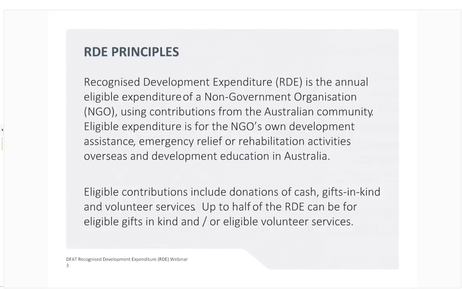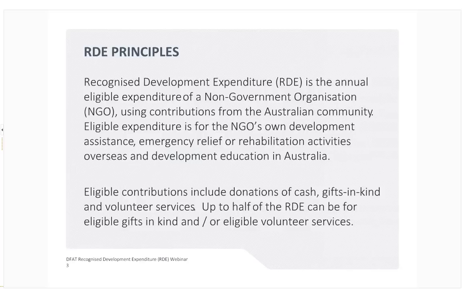You'll see here on the screen RDE principles. This definition is taken straight from the RDE explanatory notes that were sent out to everyone on the 30th of January via email to all our ANCP NGOs, and they're also published on the ANCP website, on the DFAT website and the ANCP page. There's been a slight rewording to the definition in that we now say that recognised development expenditure is the annual eligible expenditure of NGOs.